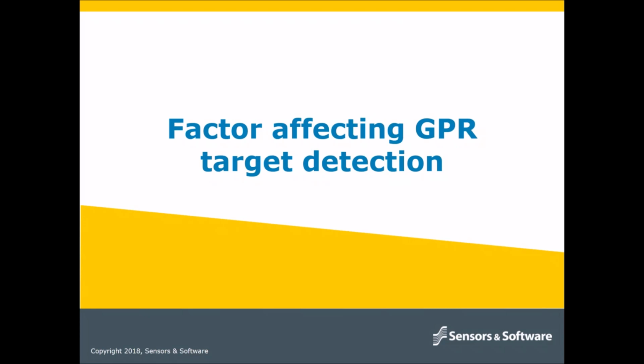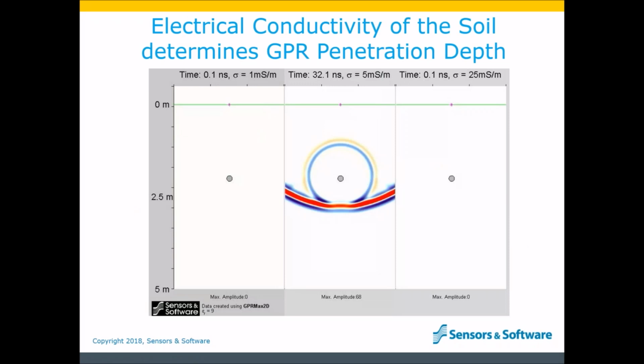There are a few factors that determine whether or not GPR will find an object. The biggest limitation of GPR is the depth of penetration. Penetration depends on the electrical conductivity of the soil. The higher the electrical conductivity, the faster the soil will absorb the radio signal and prevent deeper penetration.